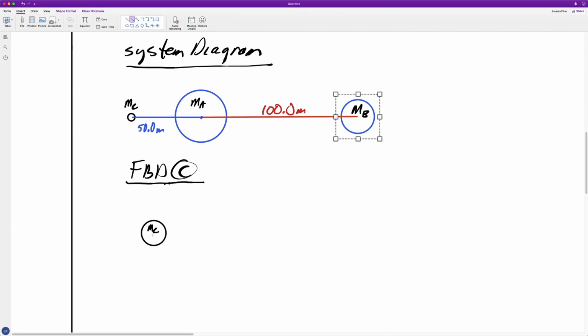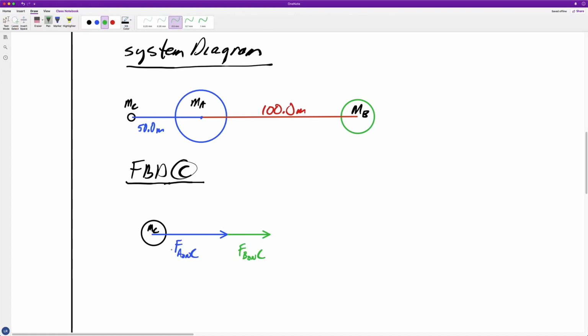So MC is feeling the force of MA towards the right, and is also feeling the force of attraction from MB as well, which will also be to the right. So we have the force of gravity of A on C and the force of gravity of B on C. Or to clean up that notation a little bit, as you can see, this is a bit of a third law thing going on here. Force of gravity between AC and force of gravity between BC.